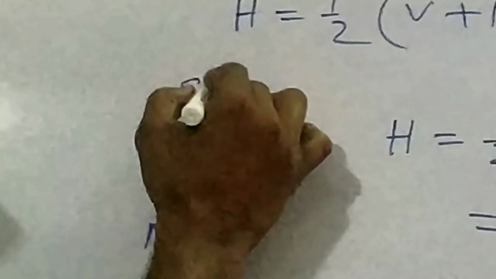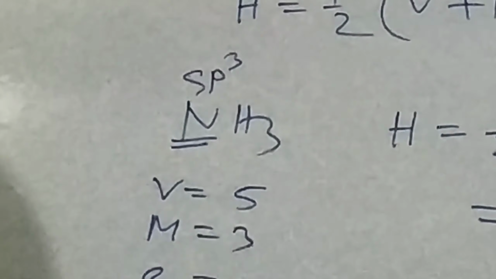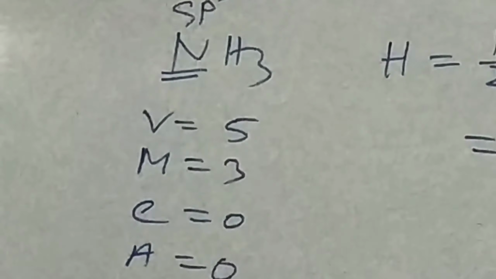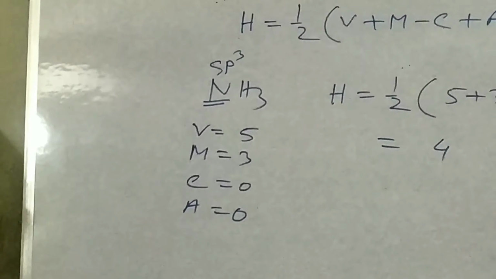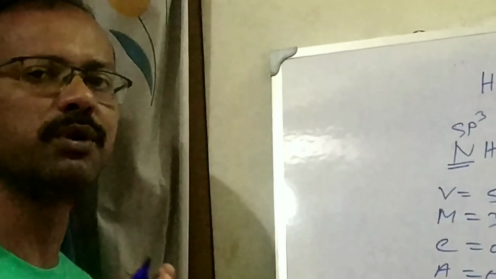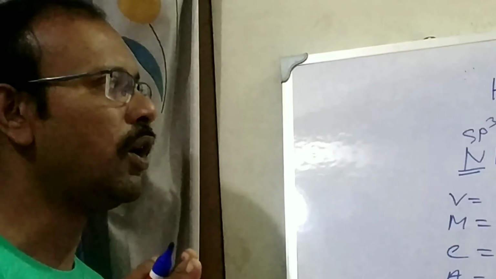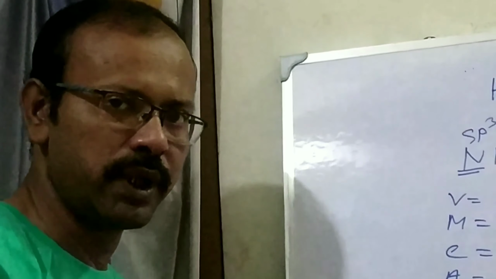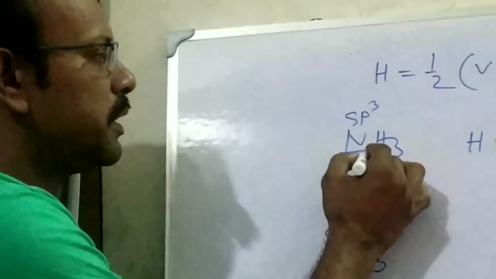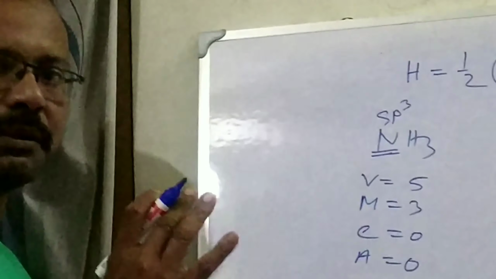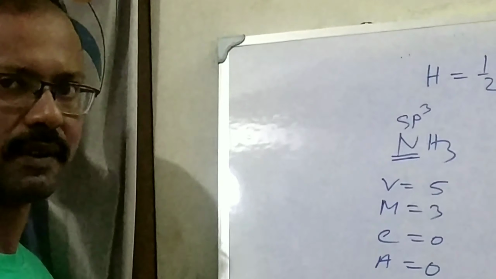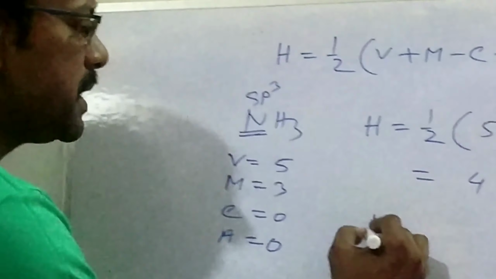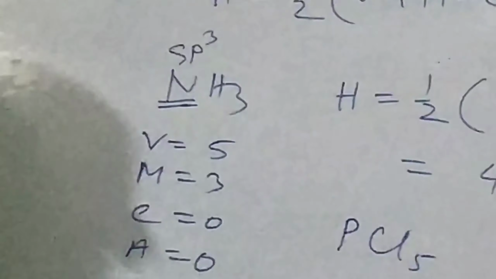So here in ammonia, the nitrogen atom is sp3 hybridized and the geometry will be tetrahedral. There is a difference between shape and geometry. Today I am teaching you how to find out the geometry of the molecule and not the shape. Now, look at another molecule, PCl5, phosphorus pentachloride.